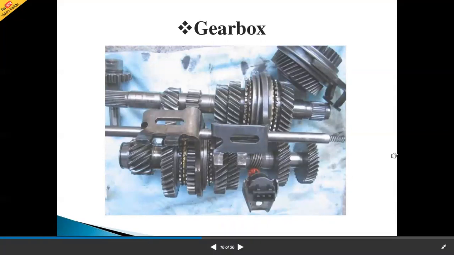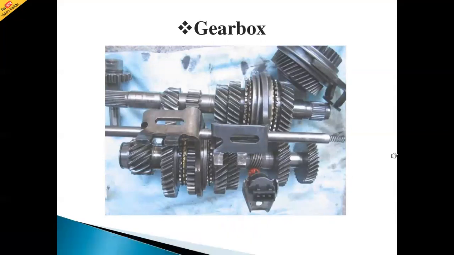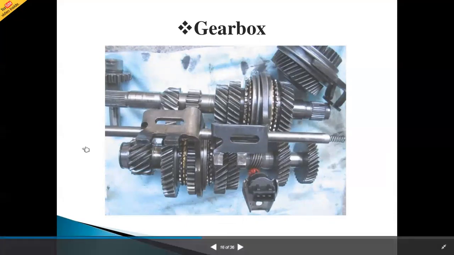The next part related to this transmission system is the gearbox. If we observe here, different types of gears are available. Helical gears are shown here, then spur gears are available. Then spline type of gears are available. So these are the different types of gears shown in this gearbox.